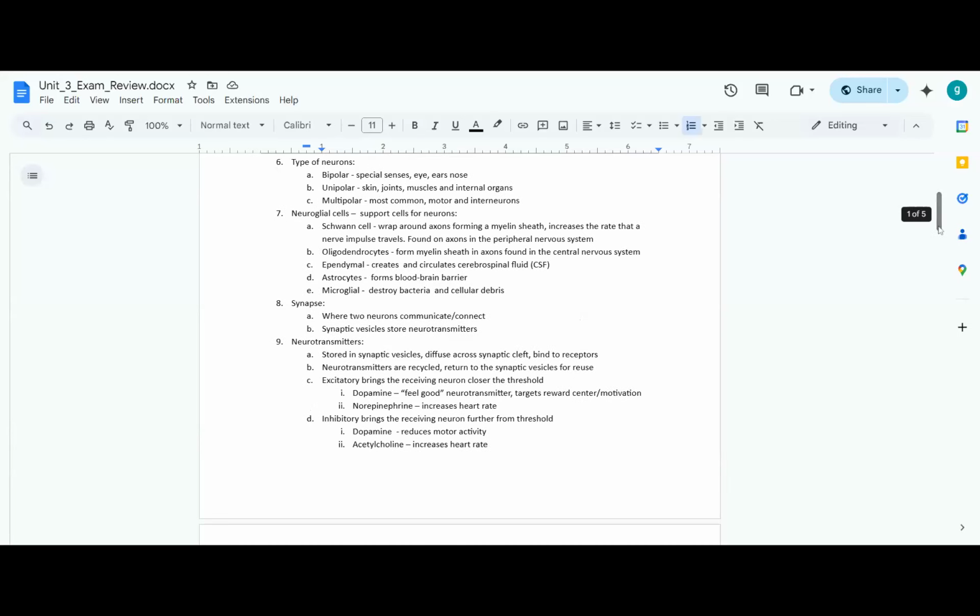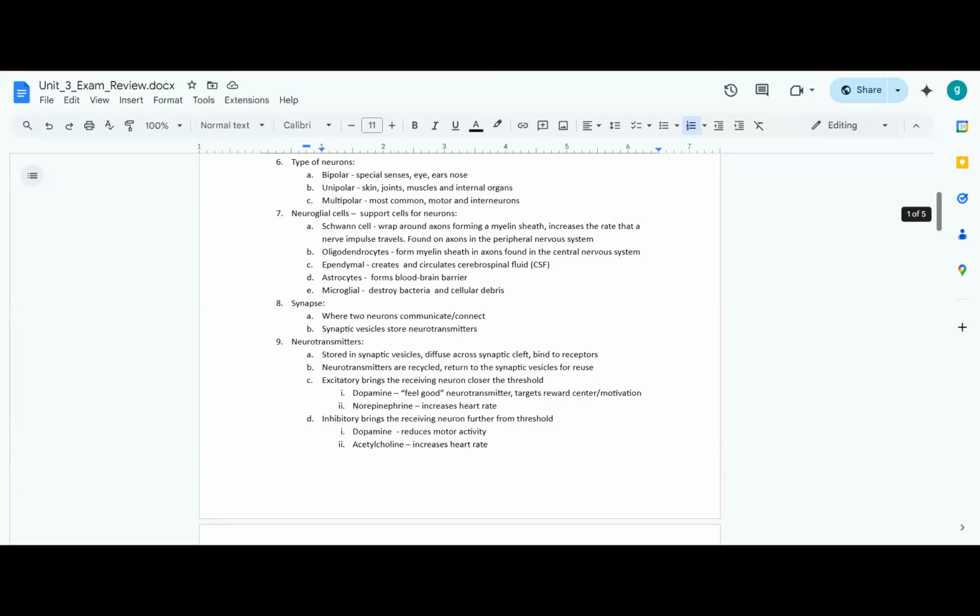Some of this was in your Blackboard learning module. There are 3 types of neurons. There's bipolar. I remember this like you have 2 eyes, 2 ears, 2 nostrils. That's your special senses. The unipolar, very small. They're detecting stimuli, for instance, from your skin. They're found in your joints, your muscles, your internal organs.